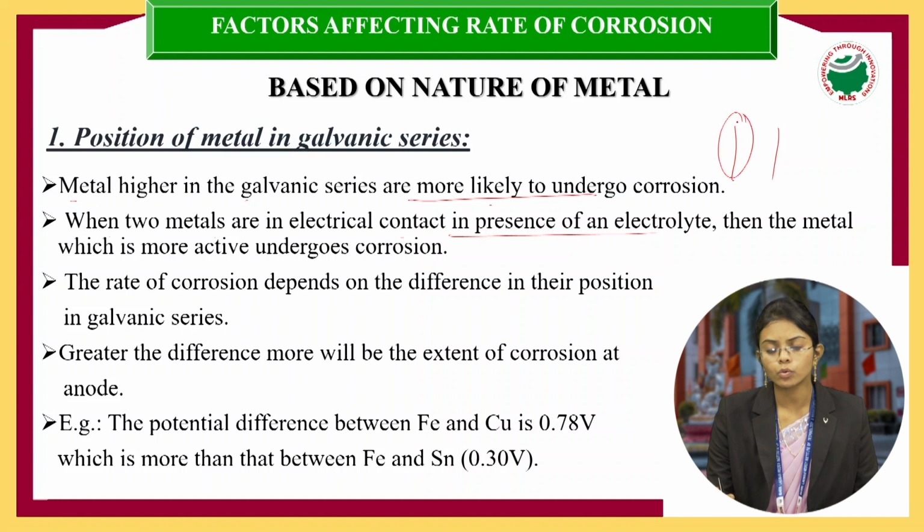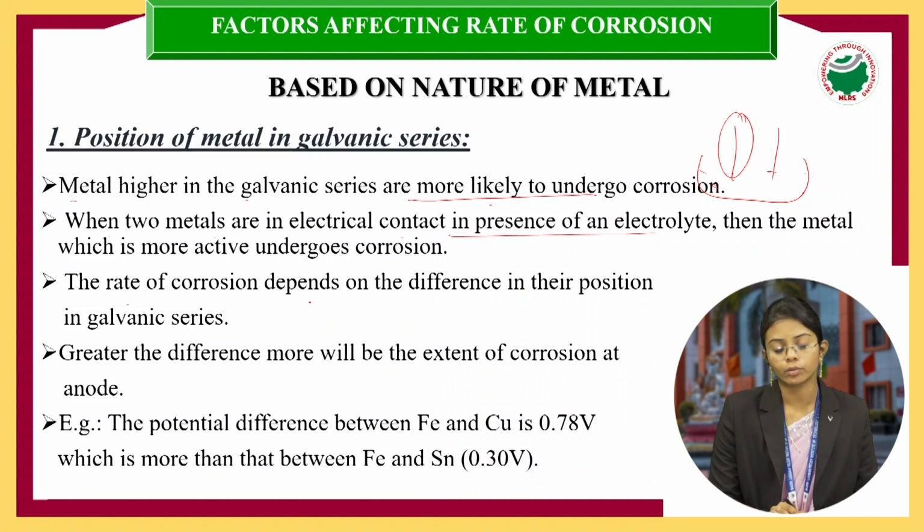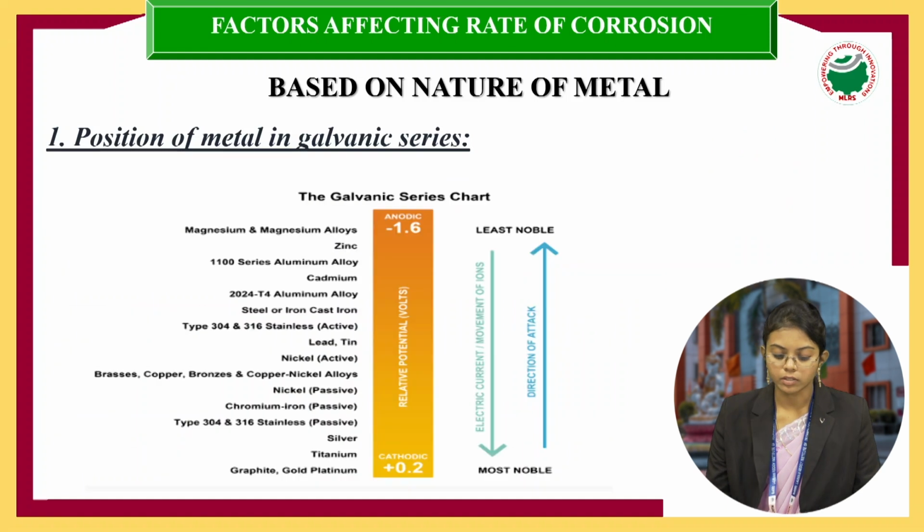So if you take any two metals in contact with the electrolyte solution, the more active metal only will get corroded and act as your anode. The rate of corrosion depends on the difference in their position in the galvanic series. The greater the difference, the more will be the extent of corrosion. So this is the position in the galvanic series. If you observe, magnesium, zinc, aluminium are placed at the top of the galvanic series, and these are more active metals that can easily get corroded.